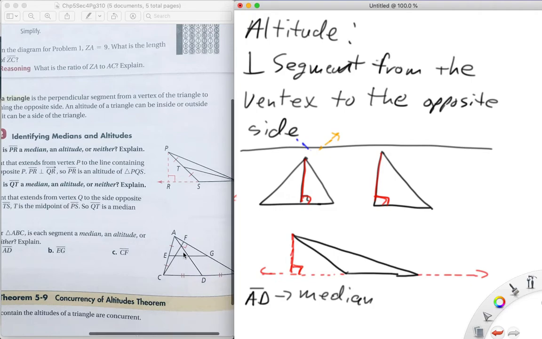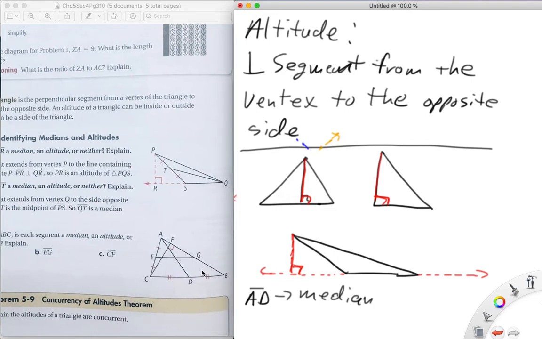If I look at EG, EG is parallel to the opposite side, but they don't cut anything in half. I mean, it cuts this guy in half. It's something else, but it's not the median. It's the midsegment, and the midsegment doesn't come from the vertex. The midsegment meets at the midpoints of both sides of the triangle. So EG is neither. It's not an altitude or a median. It is neither.